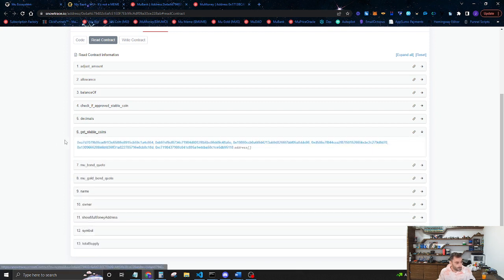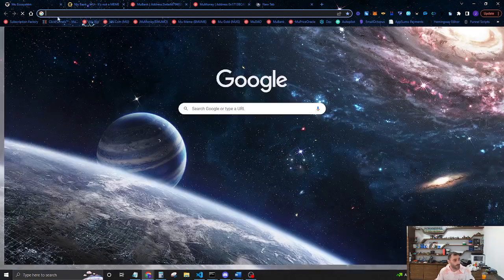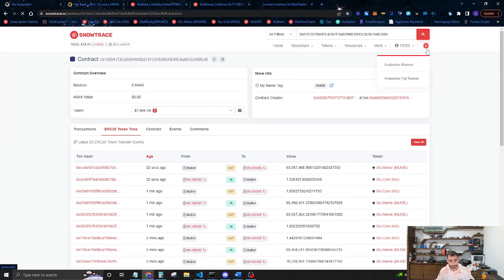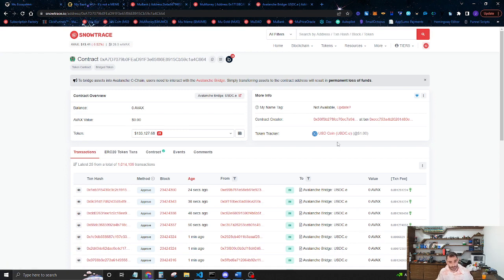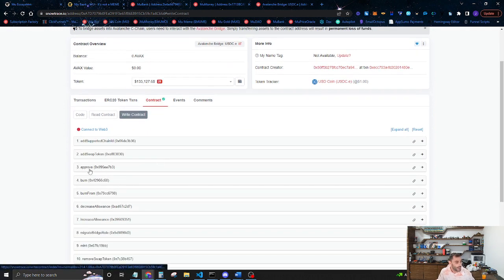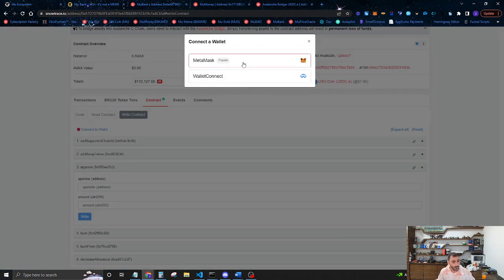We can see the approved stablecoins by looking at this function right here, get stablecoins. These are all the stablecoins that are approved. I know one of them that is approved is USDC coin, USDCE. So what we're going to do real quick is come to USDCE coin and approve USDCE coin.